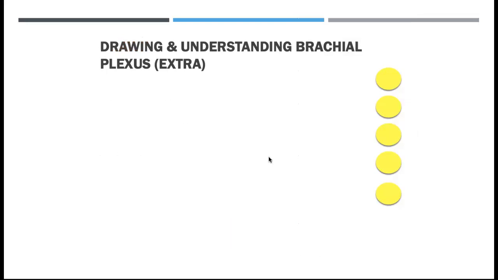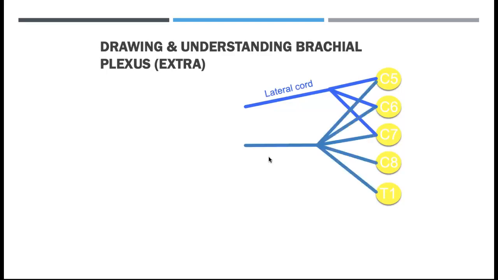So here we could draw and understand the brachial plexus. This is extra, but I'll just run through it. Here we have our roots, which are C5 through T1. We see C5, and this is like an abbreviated version, right? We're not going to go through all of the details, but C5 through C7 will create our lateral cord. Then we have C5 all the way through T1 that'll create our posterior cord, and only C8 and T1 that will create our medial cord.